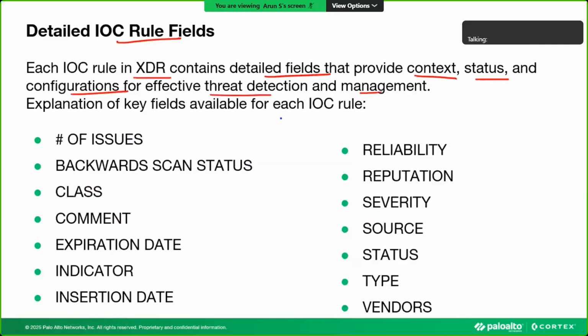So these are the different fields: number of issues that have been identified due to that IOC rule, backward scan status, class, comment, expiration date, indicator, insertion date, reliability, reputation, severity, source, status, type, vendors. All these things you'll be able to view in your IOC rule once you configure it.